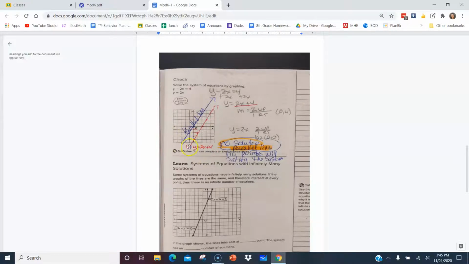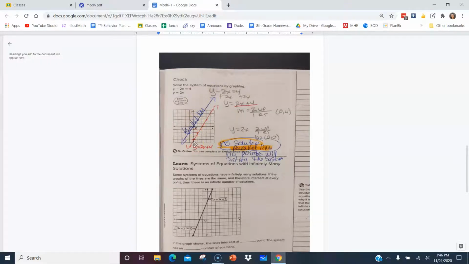Sorry about that, guys. This is a wrong graph. My graph, y equals 2x minus 4, because it's 4 units down. If this is +4, it'd be up here. Either way, there are still parallel lines because the slopes are the same. That's the big key.